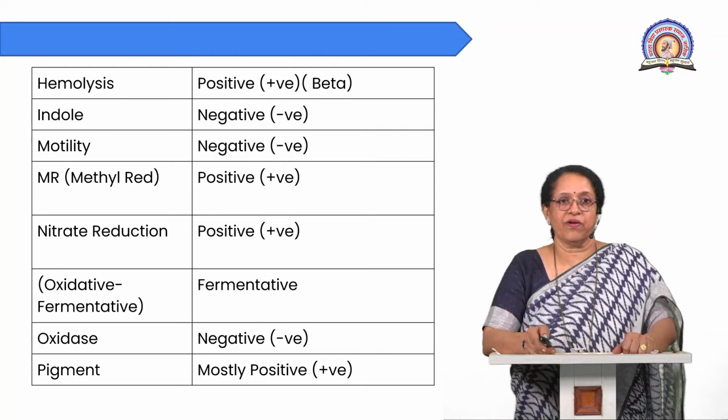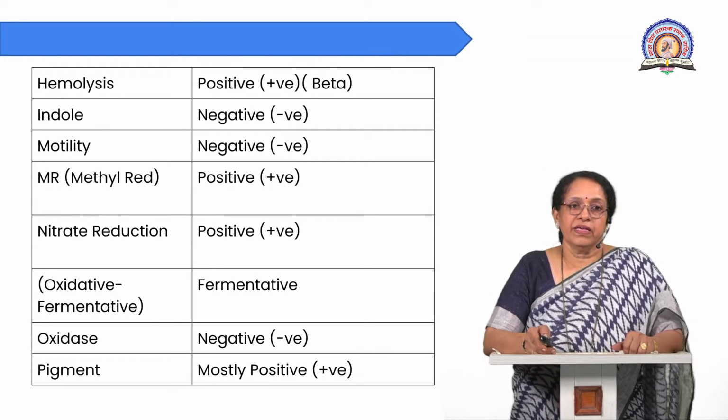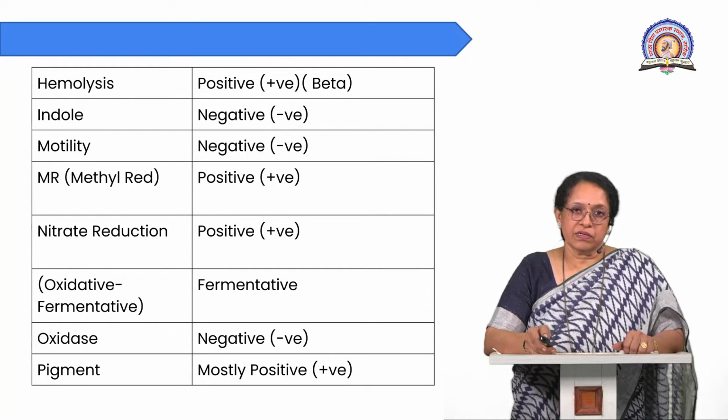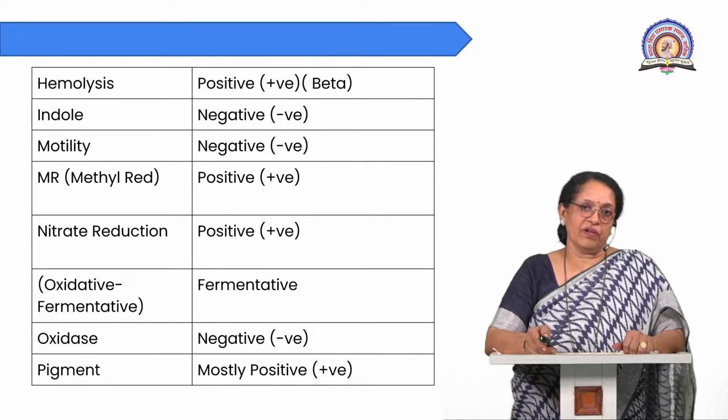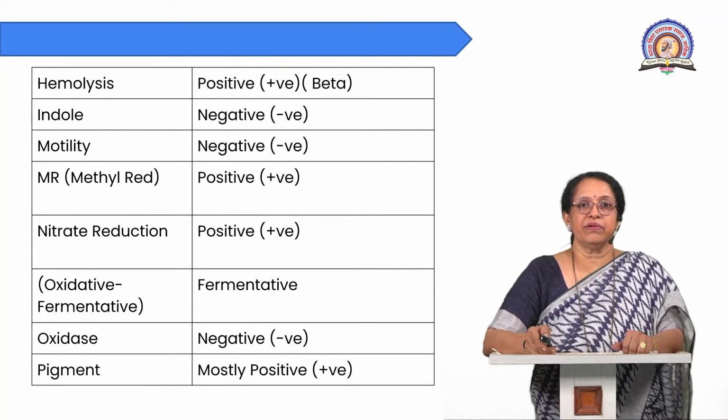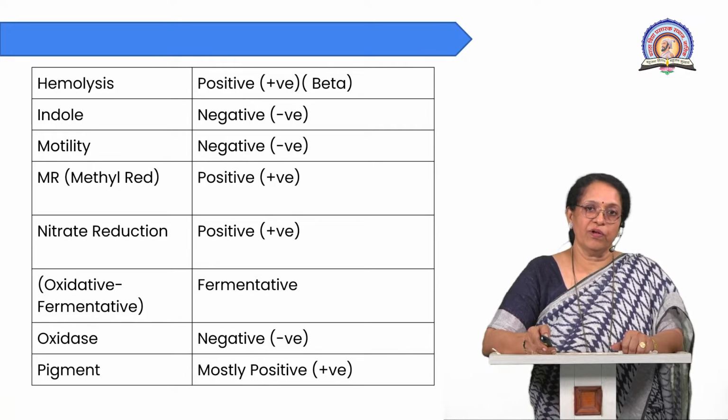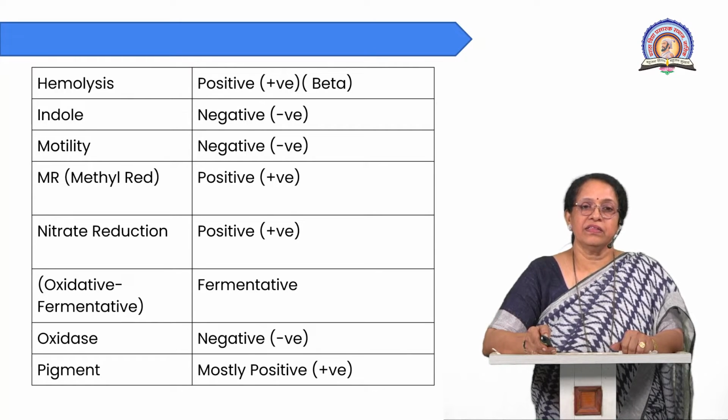test for the microorganism. They can produce some enzymes that are responsible for destruction of RBCs, hemolysis, and so it is positive. They are unable to produce indole. When you inoculate them in tryptophan containing media, there is no indole production. Then they are negative for motility, a cocci-shaped organism present in clusters without flagella.